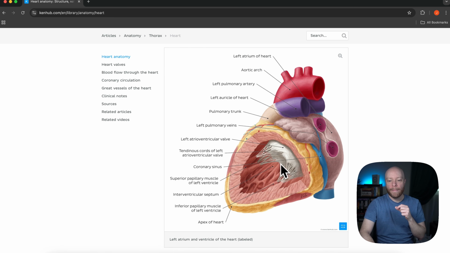Here is a better view of the left atrioventricular valve, also known as the mitral valve or the bicuspid valve. It's never fun when there's like 3 or more names for a particular structure. But this is basically this flap of connective tissue. And then you can see these little heartstrings attached to it. These are called the chordae tendineae.